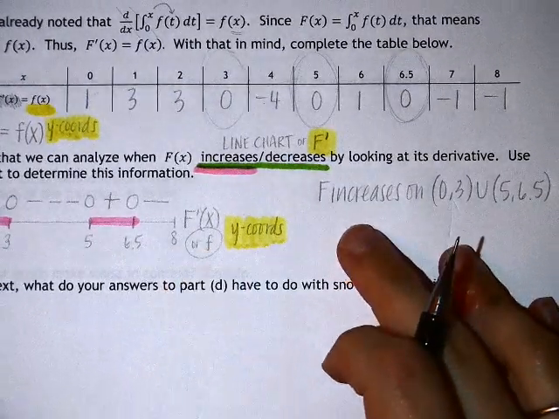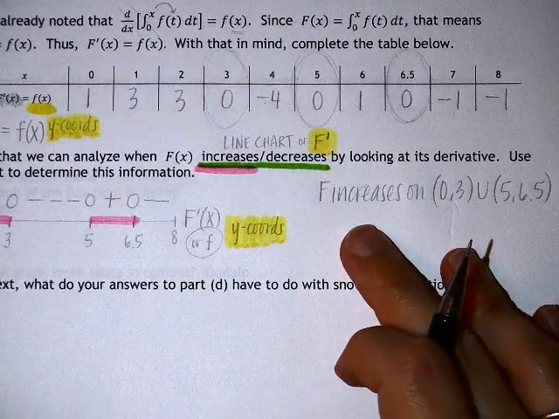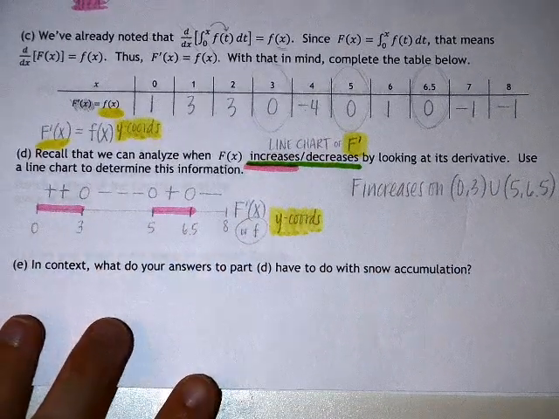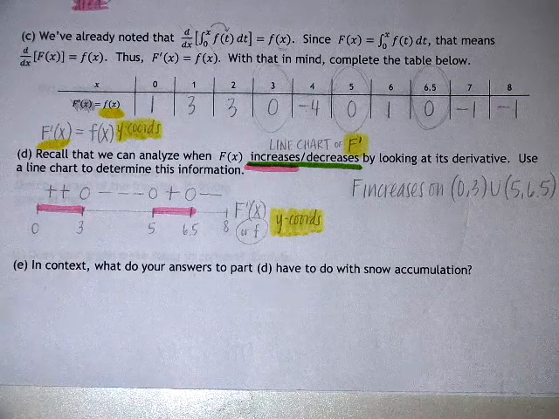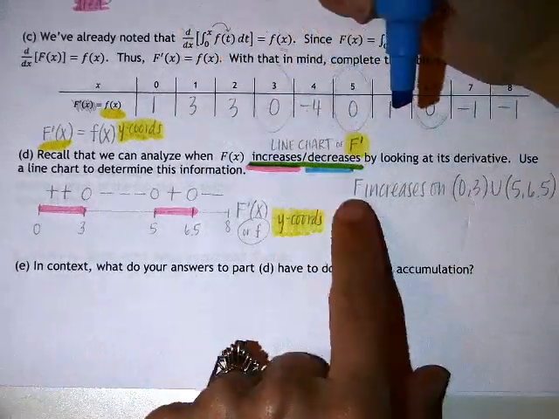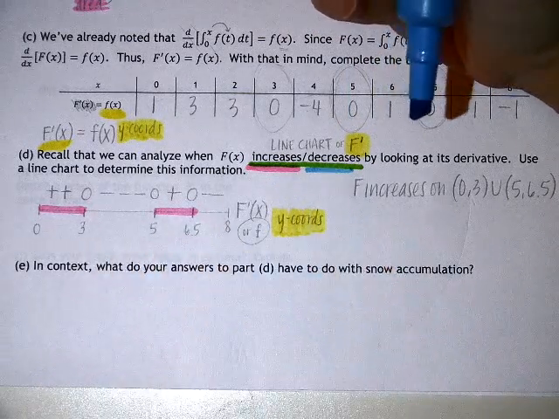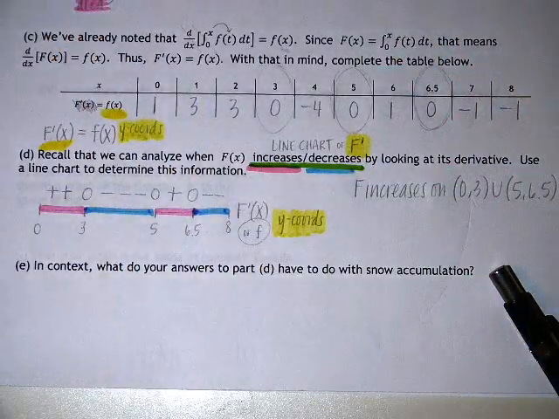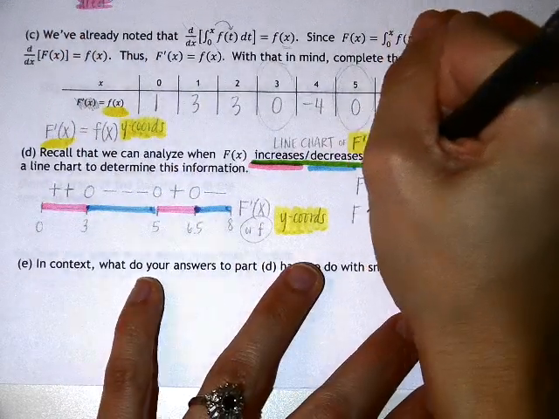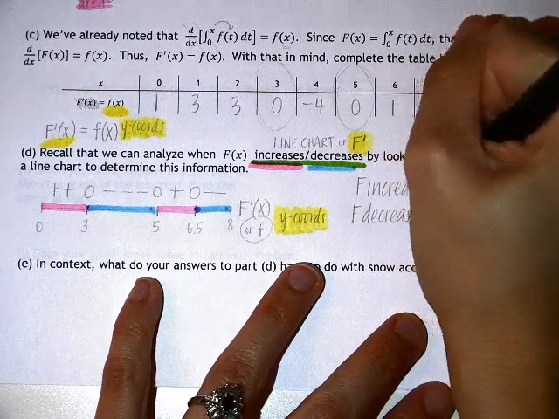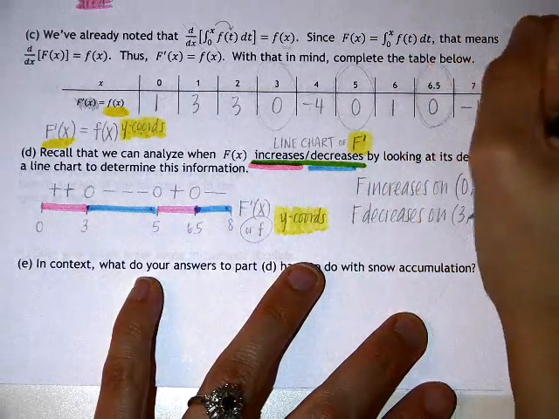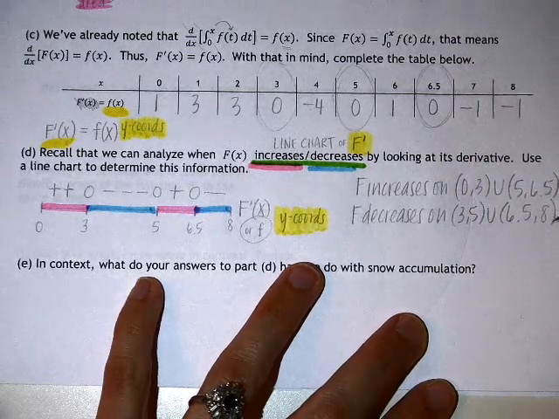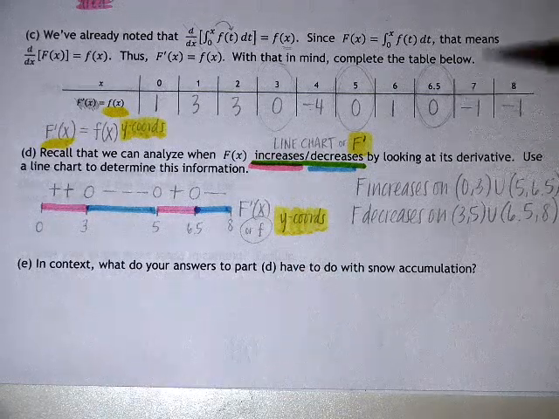And we know that because that's exactly what the line chart is meant to tell us. Wherever the line chart is positive, that's telling us where big F is increasing. Likewise, if I want to know where big F is decreasing, I'll look at the negative parts of the line chart, from 3 to 5 and from 6.5 to 8. So I would say that big F decreases on those two intervals, from 3 to 5 in union with 6.5 to 8.